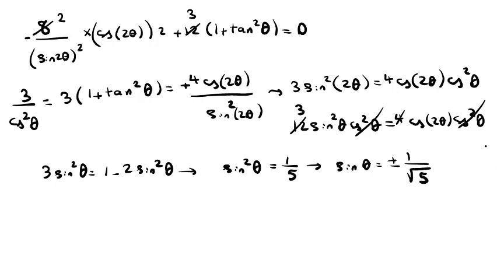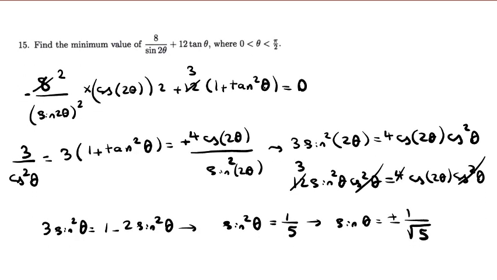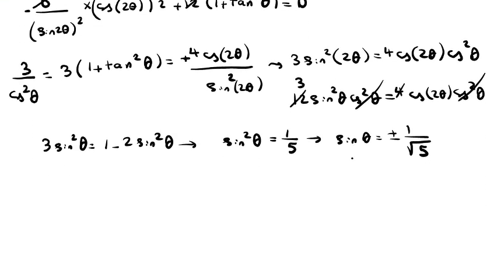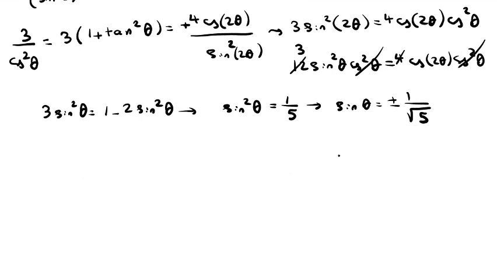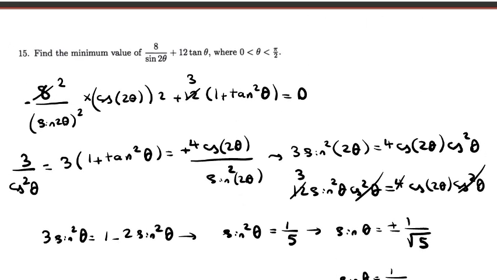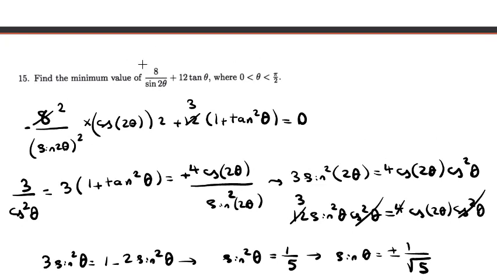Now the problem says what? The problem says theta is between 0 and pi over 2. So sine theta and cos theta are positive. So sine theta is 1 over root 5. And we can say cos theta is 2 over root 5. And now the main expression, let me copy our main expression here.